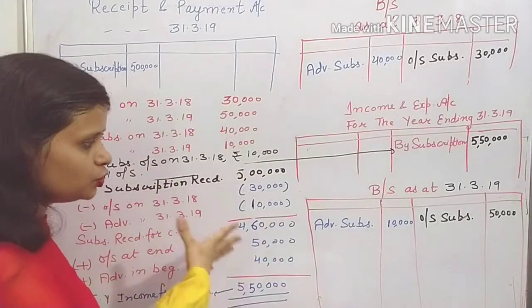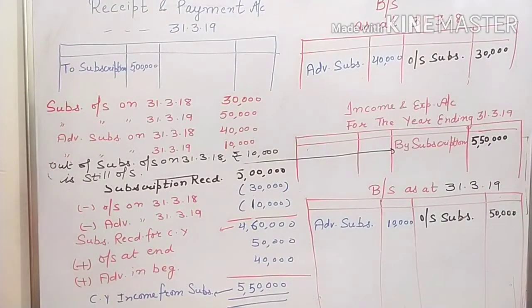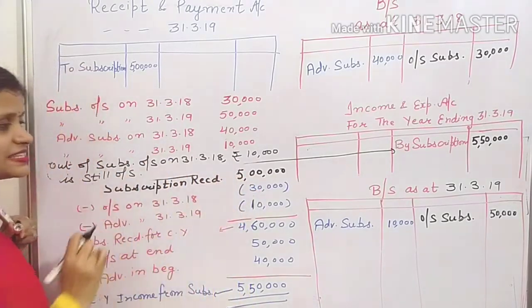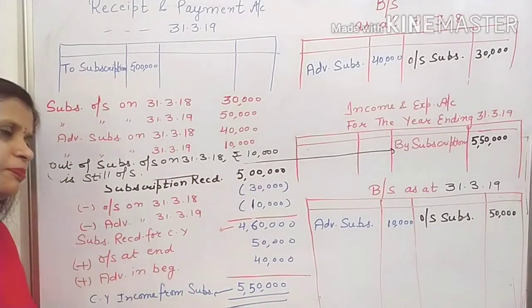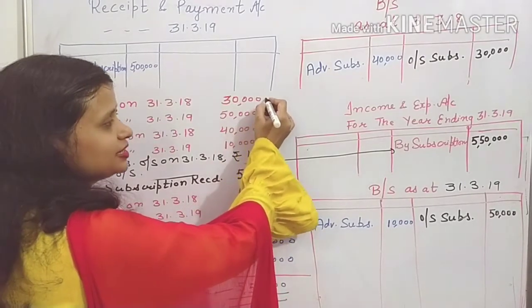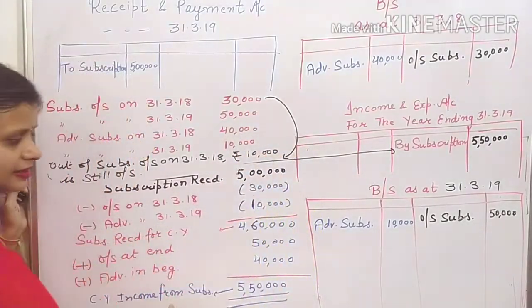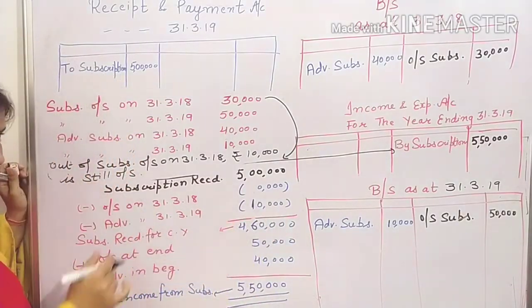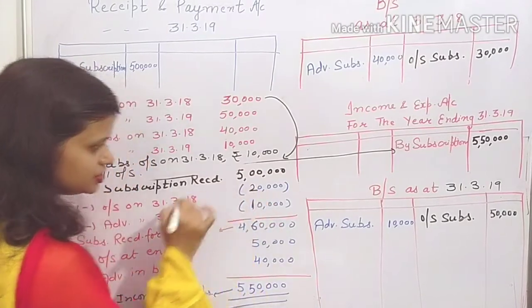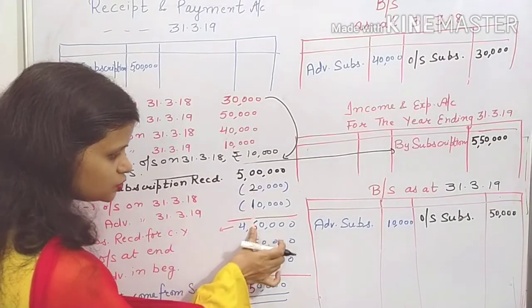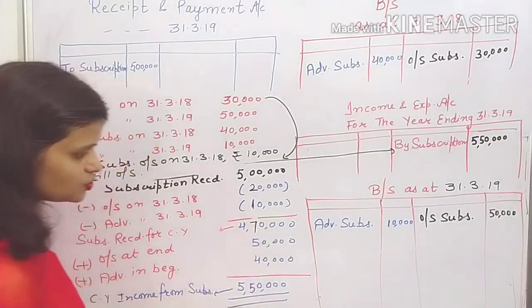Then what change will you make here? During the year, total received is 5 lakh, and out of this, what amount have you received for the previous year? Just try to think about the amount. Have you received the complete 30,000? No, because out of this 30,000, 10,000 is still outstanding. That means the outstanding on 31st March 2018 that you have received during the current year is 20,000. Then advance at the end, there is no change, 10,000. So here your result will be 4,70,000.